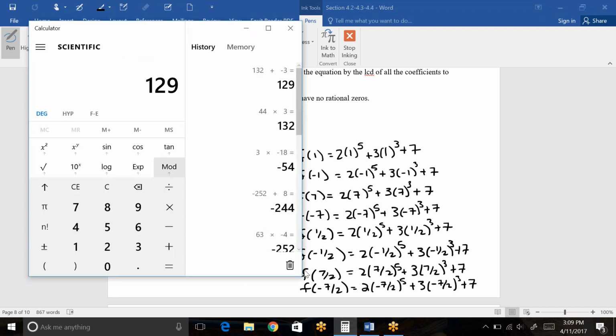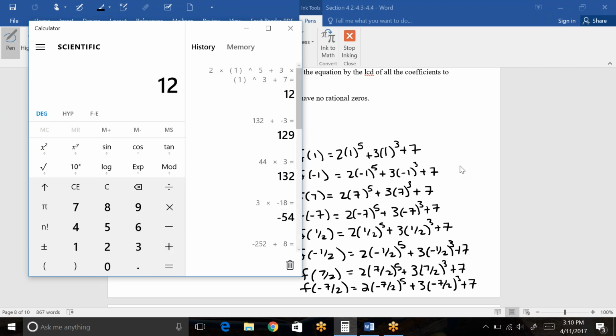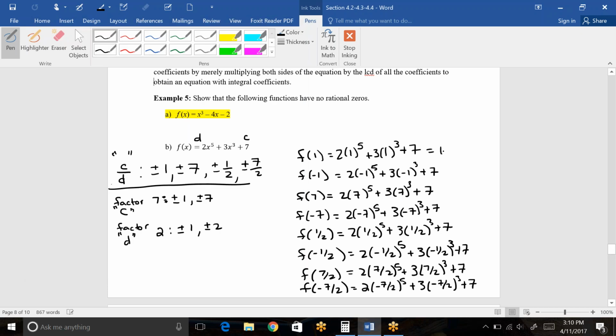All right, so let's start with the first one. 2 times 1 to the 5th plus 3 times 1 to the 3rd plus 7 equals 12. And that is not 0.